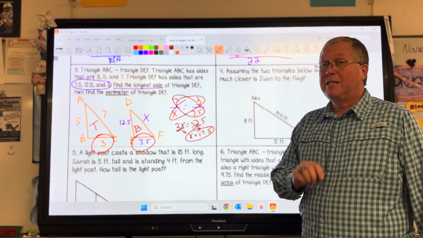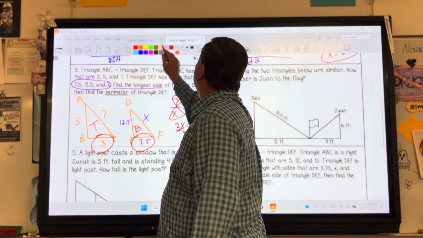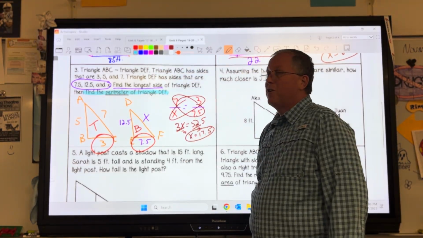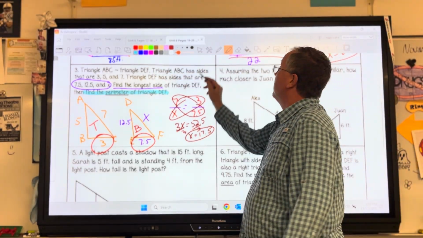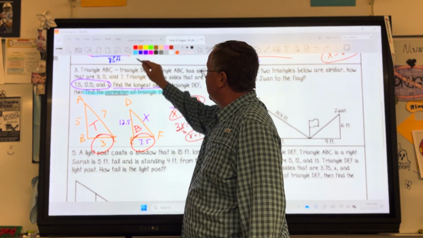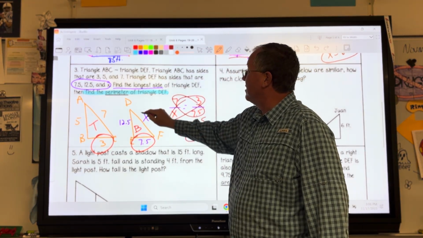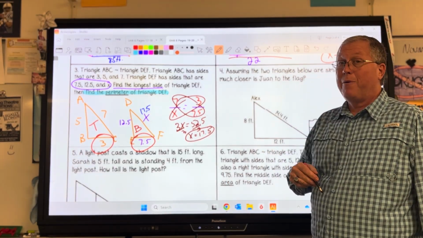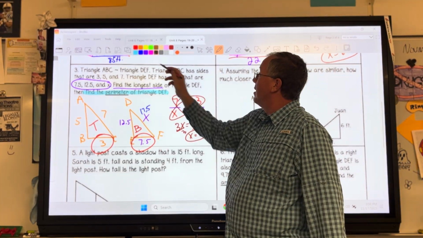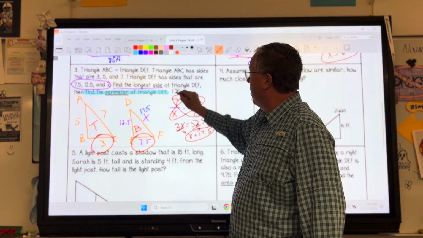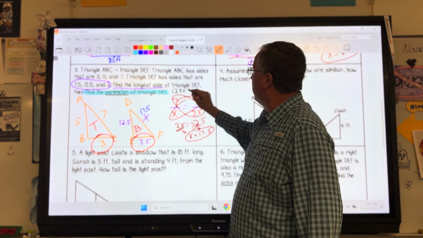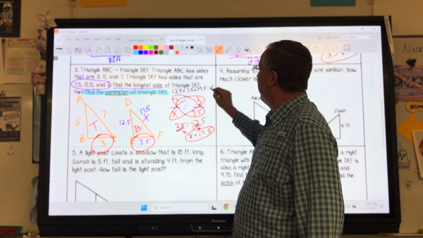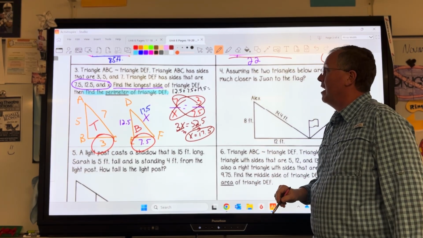Now, I'm not done because of this. Find the perimeter of DEF. Perimeter is the distance all the way around. We just found that this side was 17.5. So that means to get my perimeter, I'm going to take 12.5 plus 7.5 plus 17.5, and I'm going to add those up.